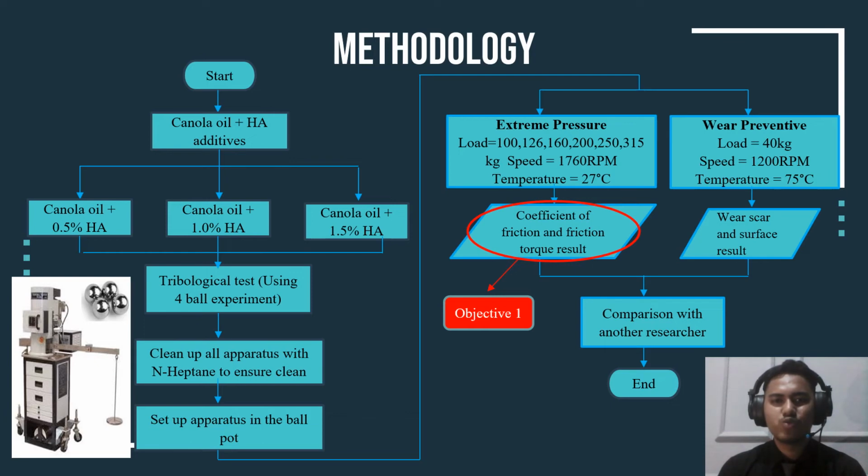The second condition is the wear preventive condition, which is a load of 40 kg, speed 1200 rpm, and temperature 75 degrees. This condition will be run for 1 hour. Next, from this condition we get the result for objective 2, which is wear scar and surface results. Lastly, I will do a comparison with other researchers and validate my results.